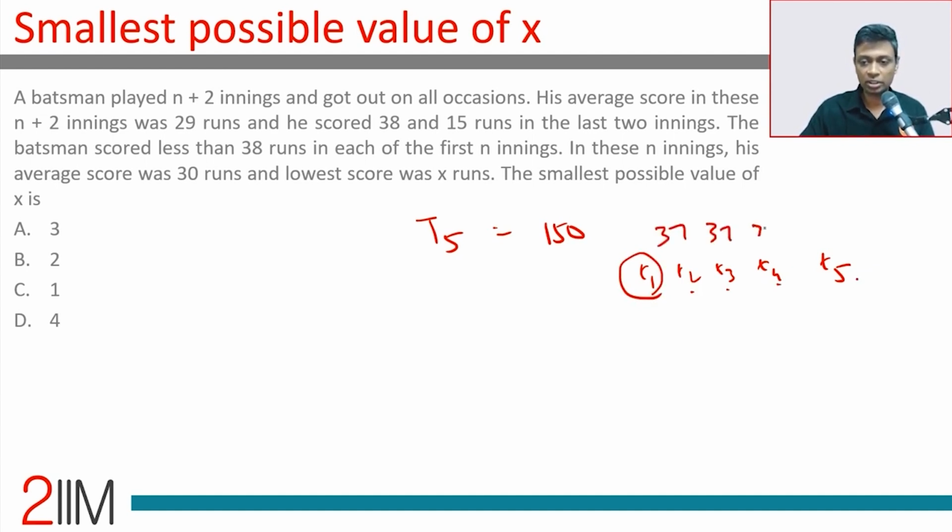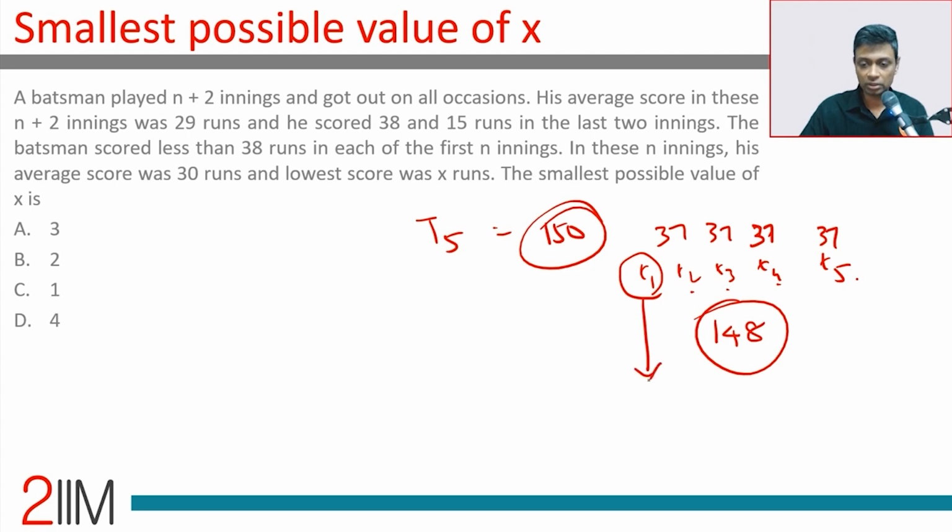Put these at 37, 37, 37, 37. That accounts for 148. To get a total of 150, he should score at least 2 runs in the innings at which he scored the lowest.